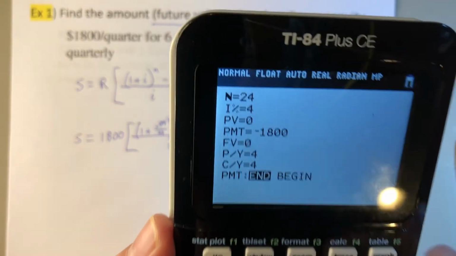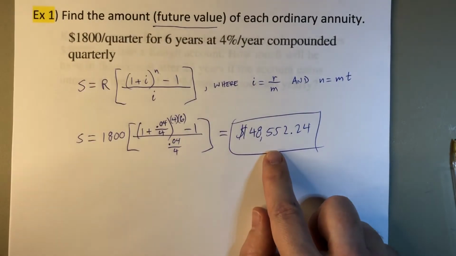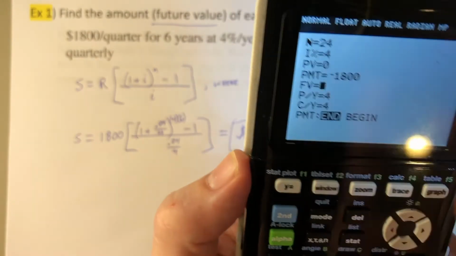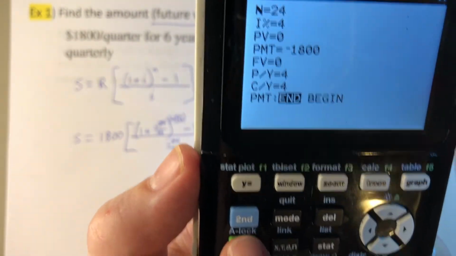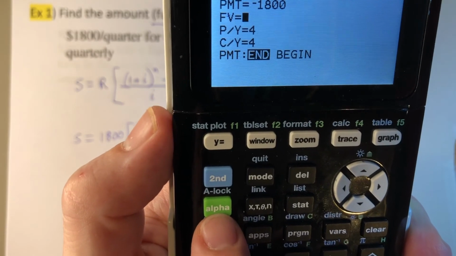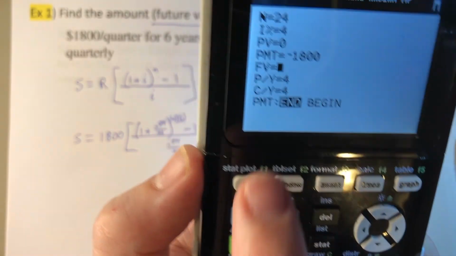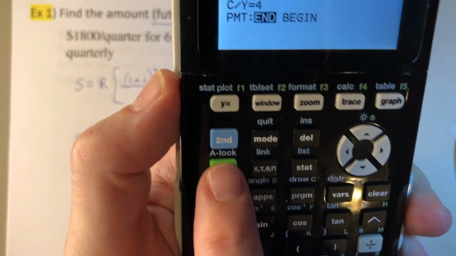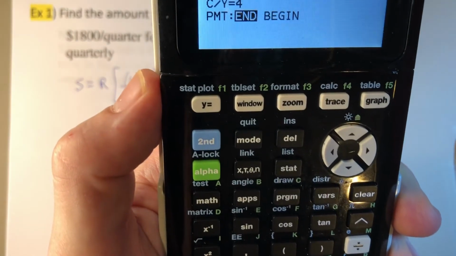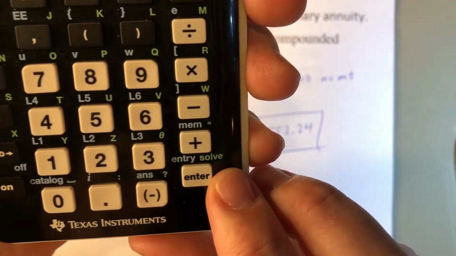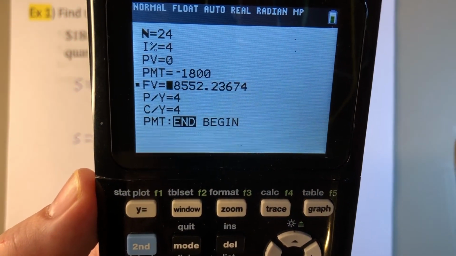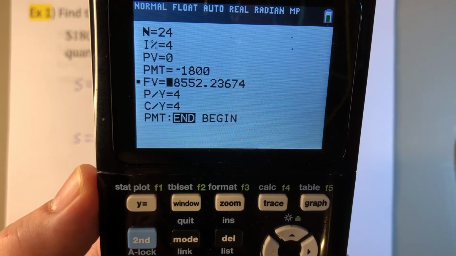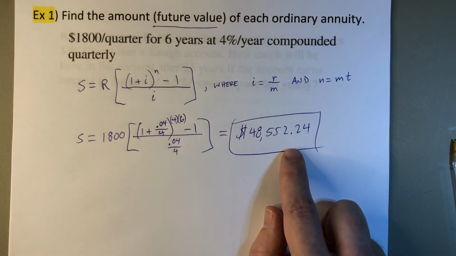So how do you actually determine the answer? We know this is the answer. All you have to do now is put your cursor on what you're trying to solve for, which is FV, for future value. Then hit the alpha button. Again, the cursor needs to be where you want to solve. Hit alpha, and then look at what it says above the enter: green solve. So hit alpha and then hit enter. It's magic. There's our answer, $48,550.24. That's what we thought it was.